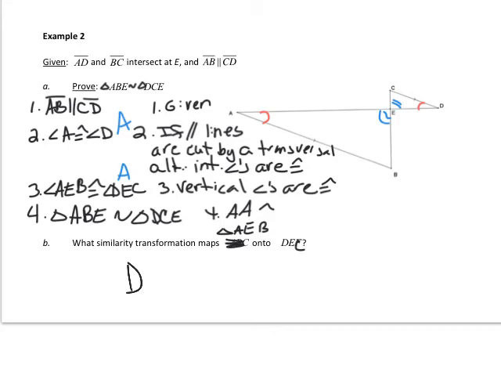Well, I'm not really sure. So let's just say 1/3. And then we're also going to rotate 180. The order really doesn't matter here. So we'll say we're going to dilate about E, and then rotate 180, also about point E. And that would map one to the other.